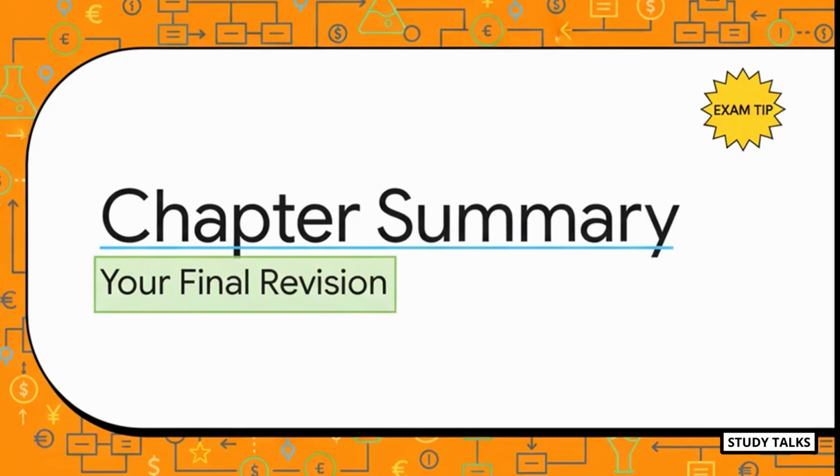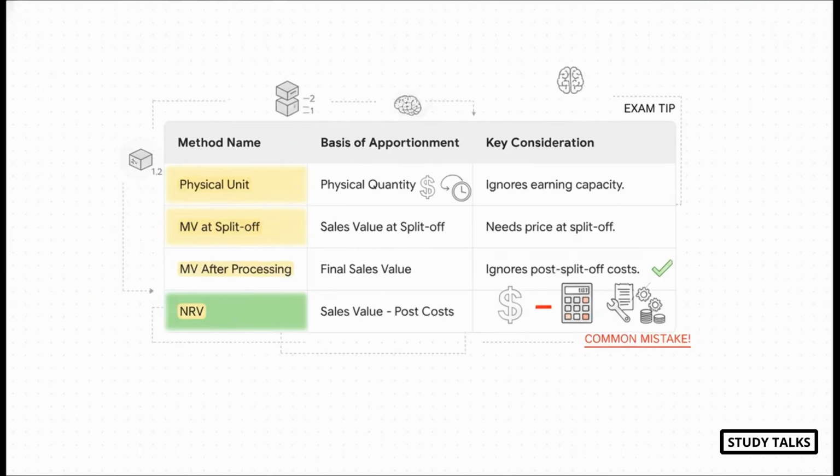Okay, we have covered a ton of ground. So let's pull everything together with a quick summary table. You might even want to screenshot this for your last-minute revision. Here it is, all in one place. The physical unit method is based on quantity and ignores value. Market value at split-off uses the price right at the point of separation. Market value after processing uses the final price, but, and this is key, it ignores the extra costs. And finally, NRV, the most logical one, uses that final sales price but carefully subtracts all those post-split-off costs. Know the key difference for each one, that's where you win or lose marks.